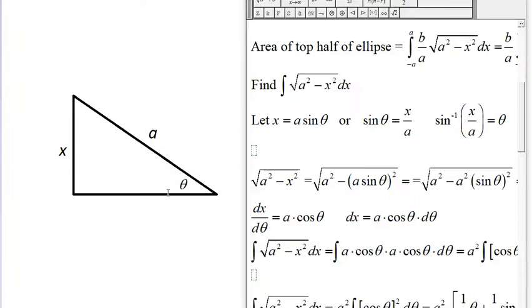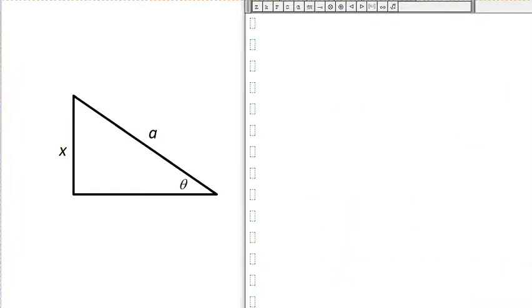So this is the angle theta. The opposite side is x. The hypotenuse is a. And then we need to find this side right here. This is called the adjacent side. So let's call the adjacent side y. And so we have x squared plus the adjacent side, which we'll call y, so y squared is equal to a squared.